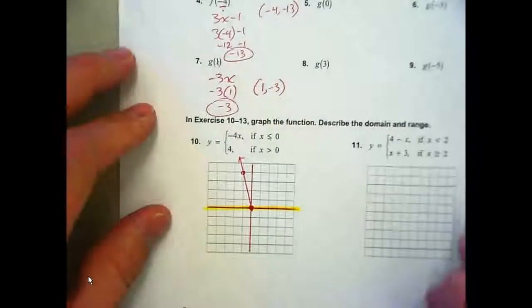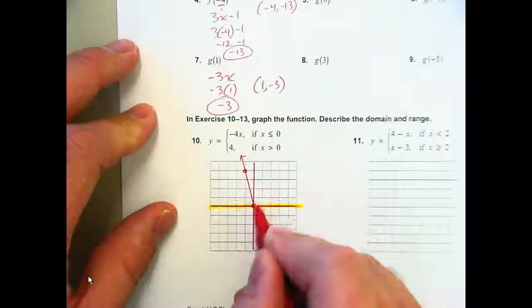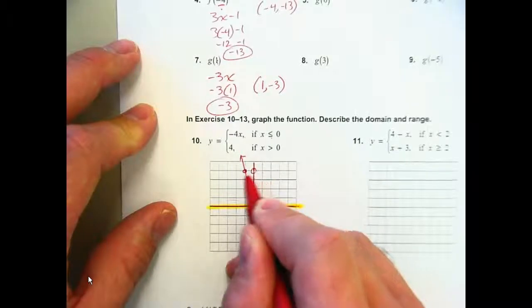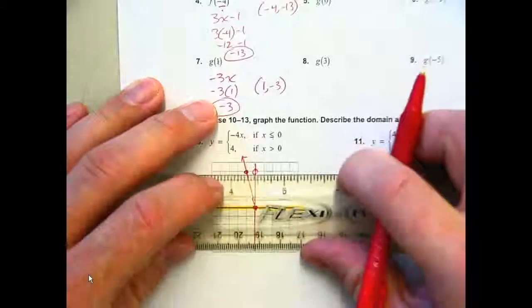That is the line of negative 4x. When x is greater than 0, we have to graph y is 4. So it'd be an open circle right here. And y is 4 is just your straight line.